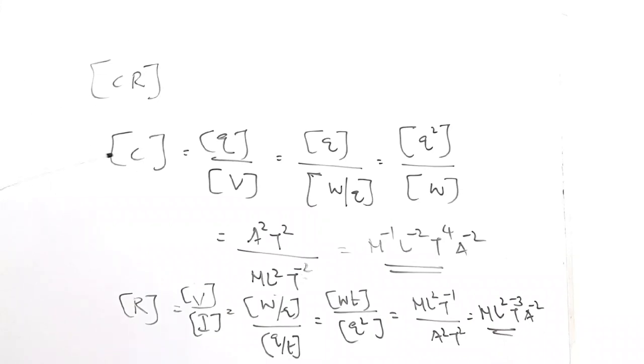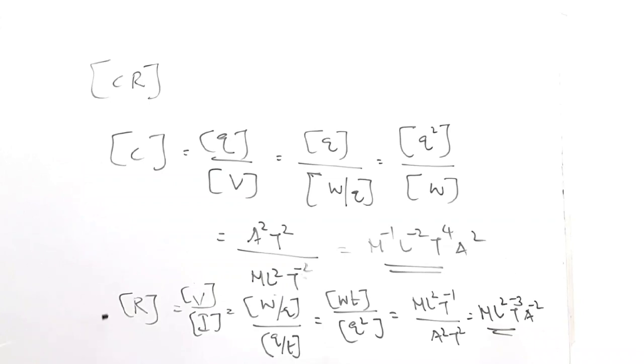Before that I am going to find out the dimension of C, capacitance. Capacitance equals Q by V, so the dimensional formula for capacitance equals dimension of Q by dimension of V. Then Q by V is work done per charge, so Q goes to the numerator and we get Q square by W. Now the dimension of Q is AT, so A square T square divided by work, which is ML square T raised to minus 2. So we get M raised to minus 1, L raised to minus 2, T raised to 4, A square.